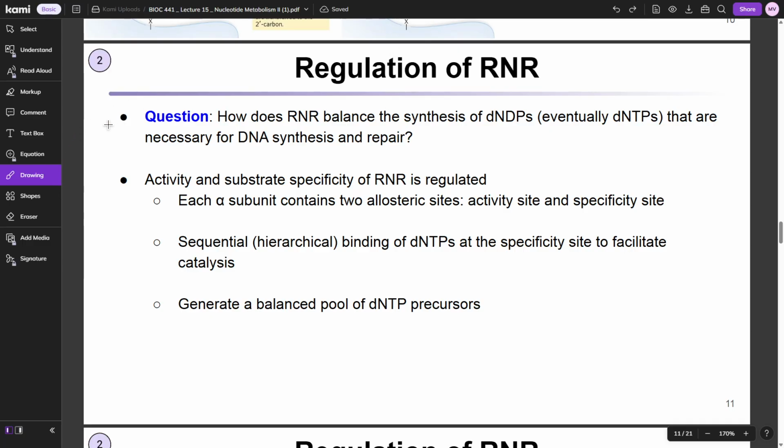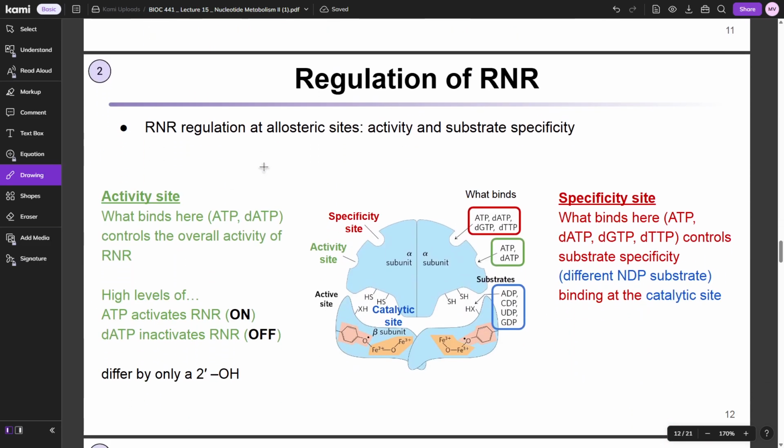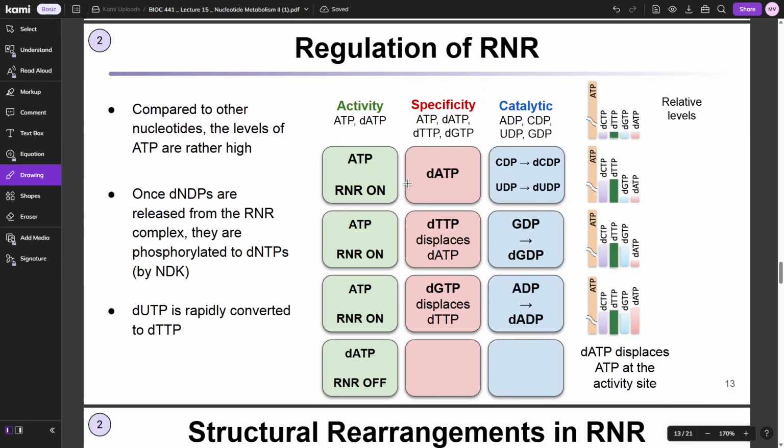So, okay, now we talk about how we balance things, and I'm not going to look at this slide. I'm just going to go straight to this slide. So we have the activity site, the specificity site, and the catalytic site. The activity site decides if it's on or off. If I bind ATP, it turns on. If I bind dATP, it turns off. That's it. That's what the activity site literally decides: is the enzyme turned on or is it turned off? If ATP binds, I turn the enzyme on. If dATP binds, I turn the enzyme off. That is it.